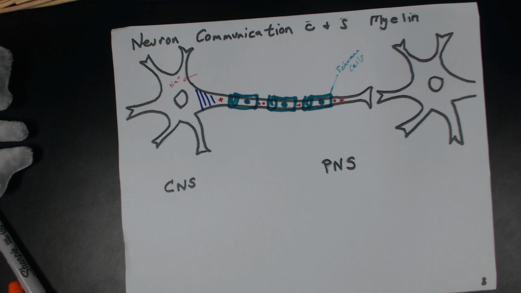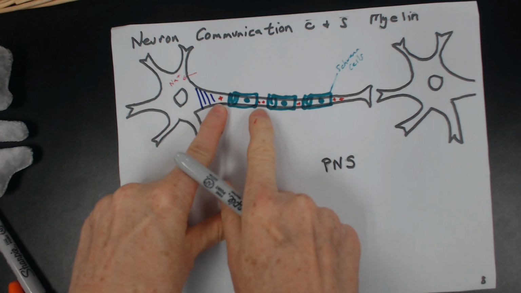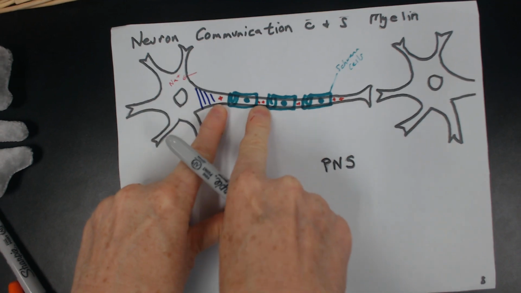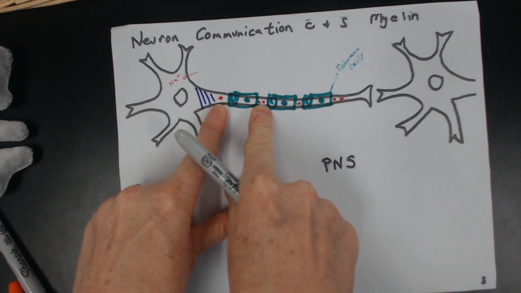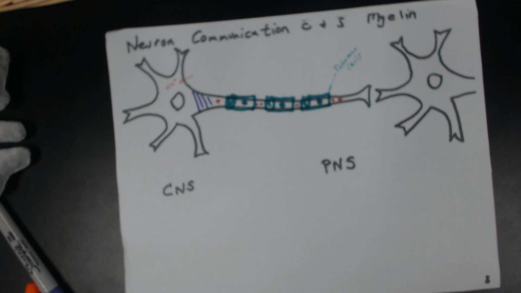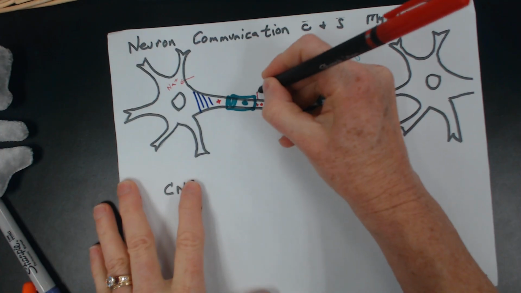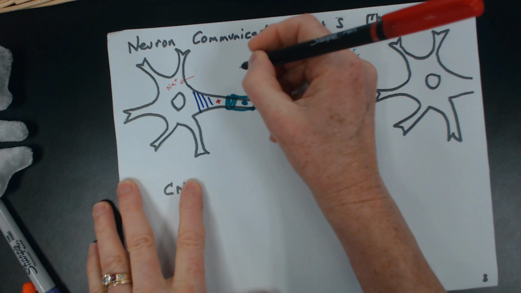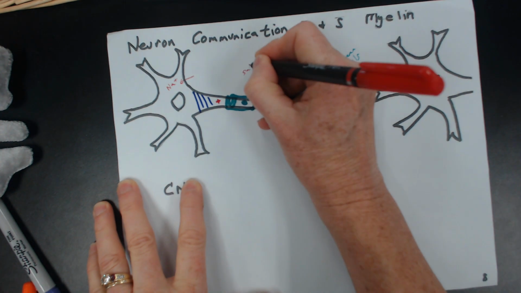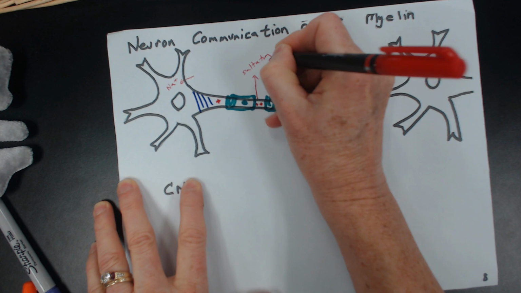Does anyone know what the process is called when the action potential skips from here, comes right on through to here? Is that saltatory conduction? That is correct. This is saltatory conduction. It's nothing more than the jumping of the action potential past the myelin sheath. So that's saltatory conduction.